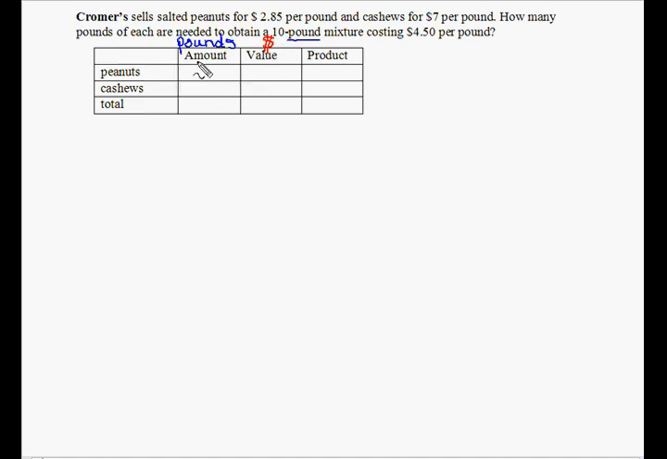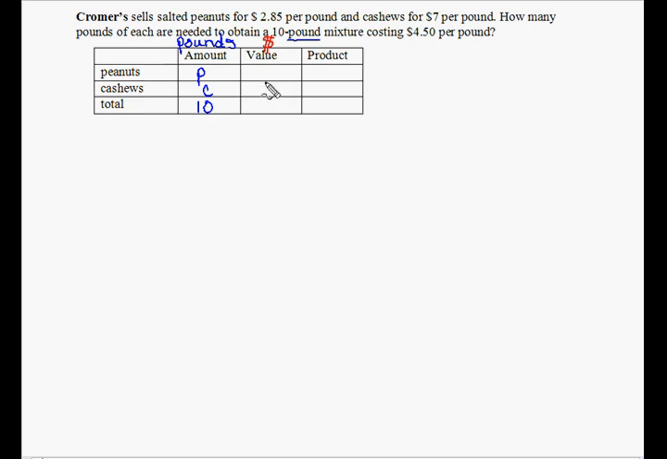We want to know how many pounds of peanuts we need. Well, right here it says how many pounds of peanuts and cashews of each are needed. So we don't know how many peanuts there are. We don't know how many cashews there are. But we do want to obtain a 10-pound mixture. So the total when we're all done should be 10 pounds.